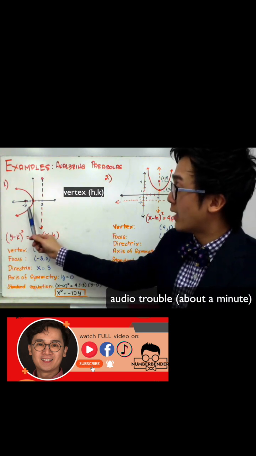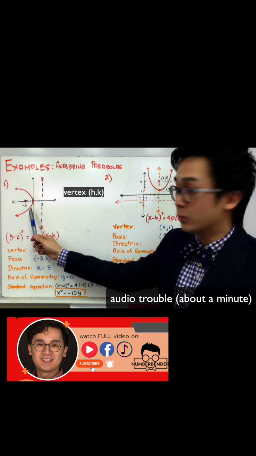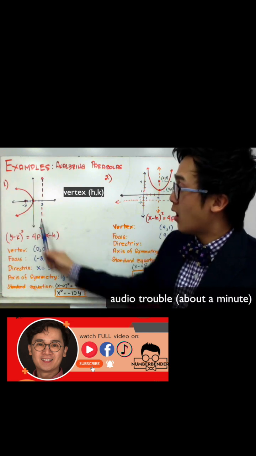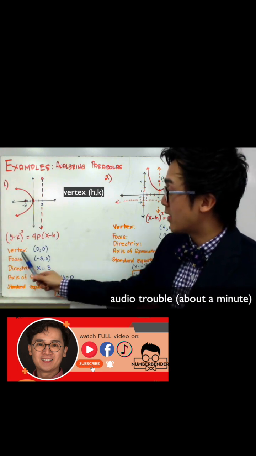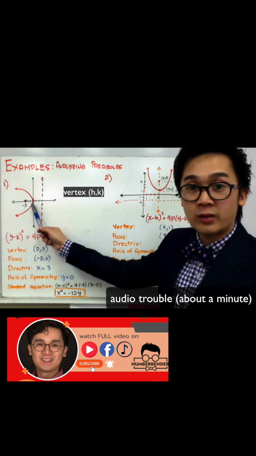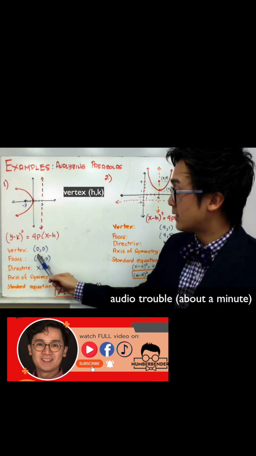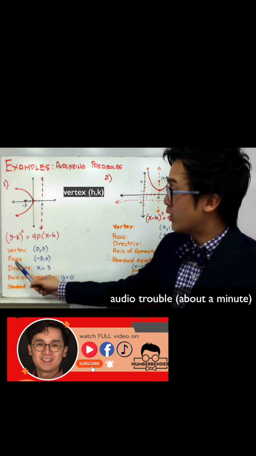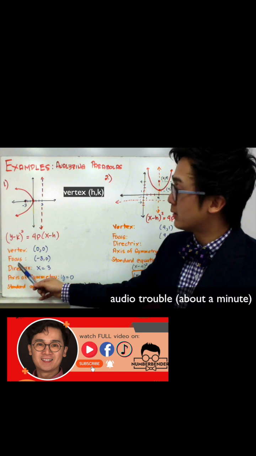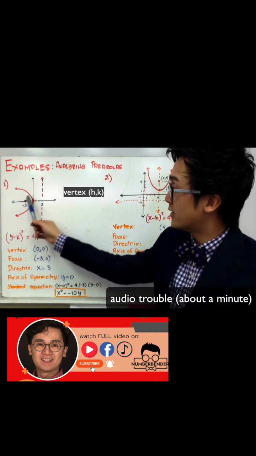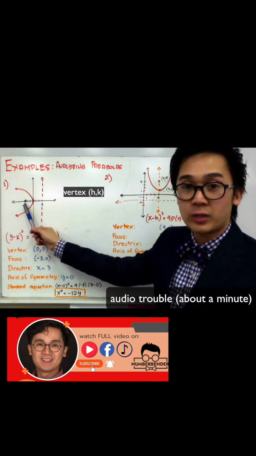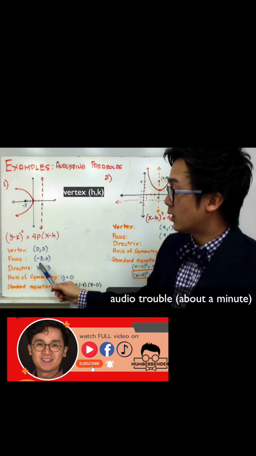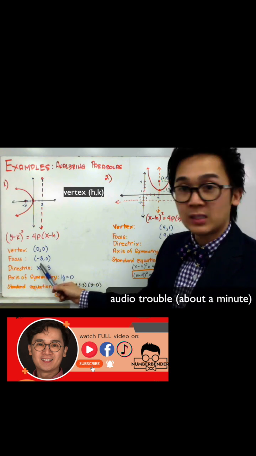Now to analyze the parabola, what we have to do is list down all the parts of the parabola in the coordinate system. For our vertex, the vertex lies at the point of origin, so the vertex is (0, 0). Now for our focus, the coordinate pair for our focus will be at (negative 3, 0). So the focus is the point (negative 3, 0).